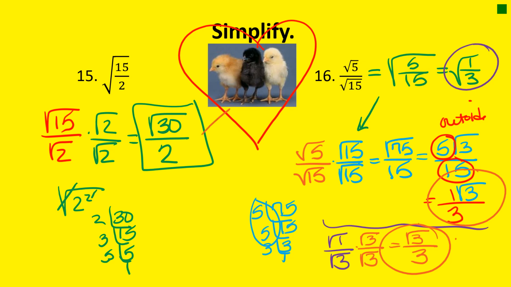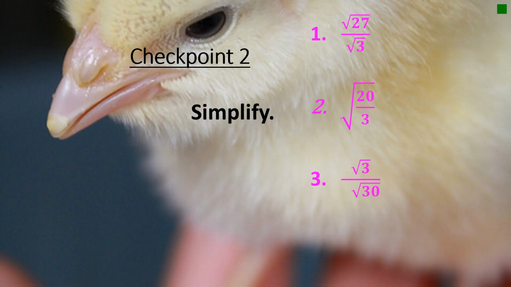And by the way, I just love these. Are they just not absolutely adorable? This is my favorite. Okay. Oh, okay. He's kind of scary. I think what he's saying is do the checkpoint.